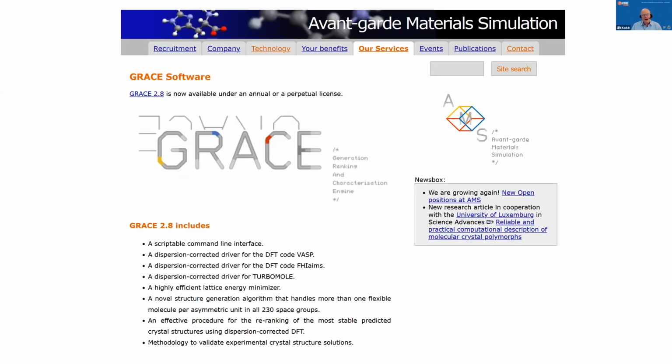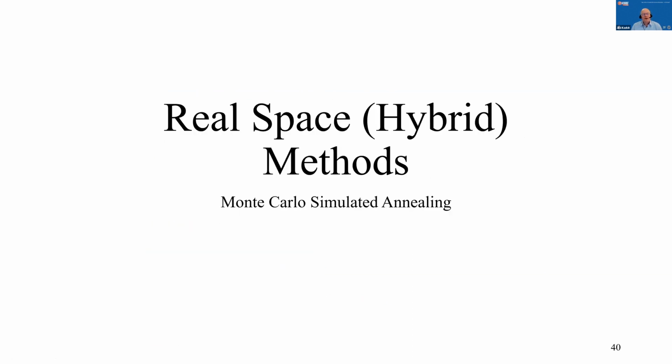Okay, the state of the art of structure prediction is this program called GRACE from Avant-Garde Materials Simulation. I haven't used this one yet because I don't have a computer at North Central College that's big enough to run it. It needs at least 128 processors to run, and the chip shortages are real. So we're waiting for a new server to try to run this. So stay tuned.